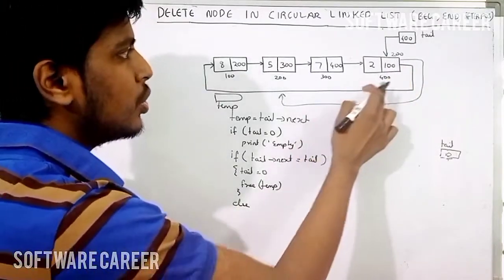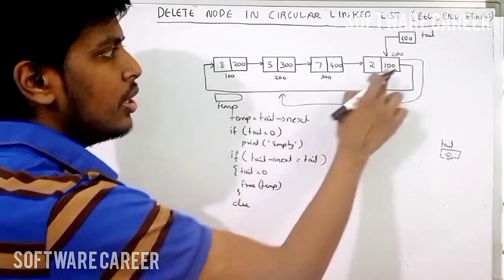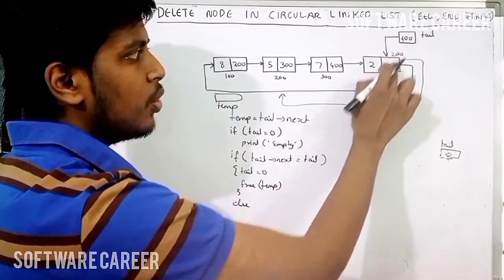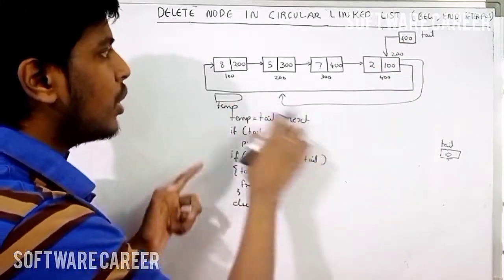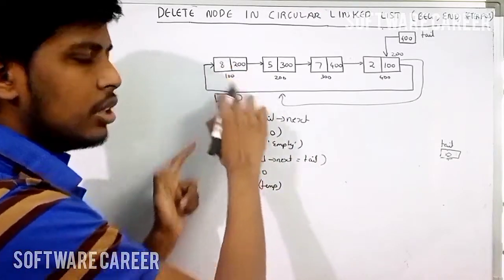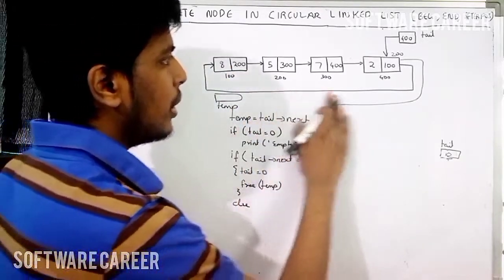So at the starting itself you should write temp equals tail next. Tail is 400, 400 next is 100. You should store it at the starting itself. Then now you can write free temp, then this node will be deleted. So see here, I am writing this.